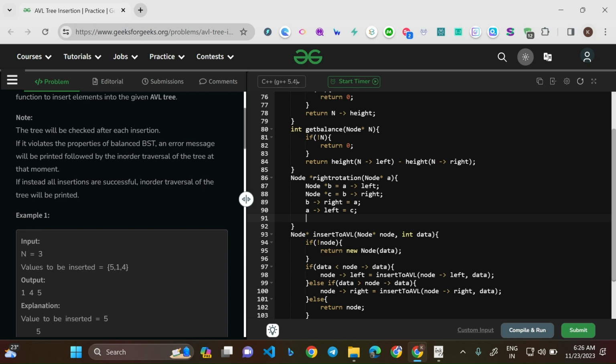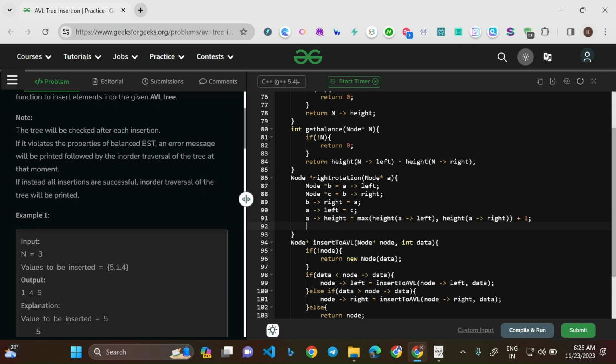Because now we have changed the things, we need to update the height as well. So how are we going to update the height? The same simple thing. Once you have done the required stuff, just write these updated values. A's height is equal to max of height of A's left and height of A's right, plus 1, isn't it? And similar for B: B's height is equal to max of height of B's left and height of B's right, plus 1.